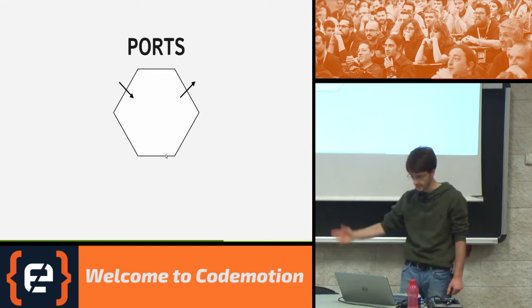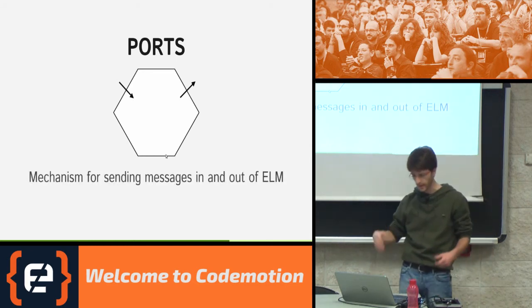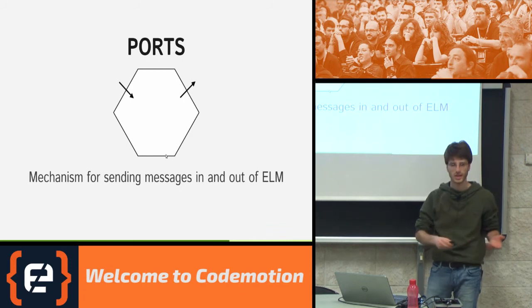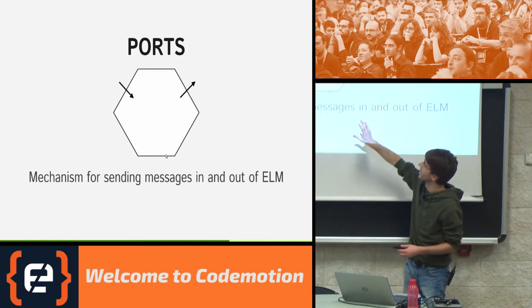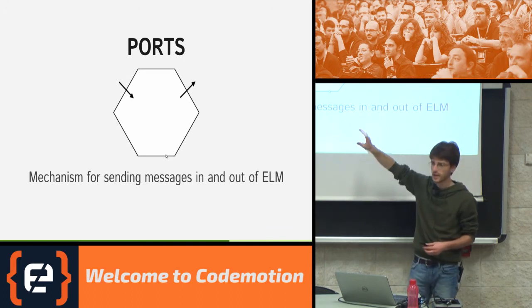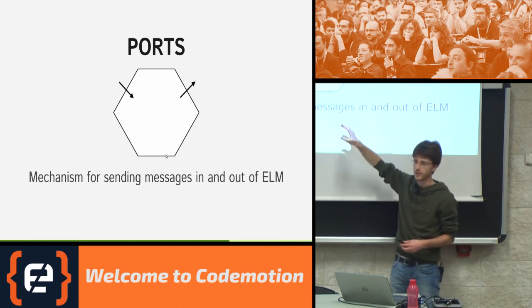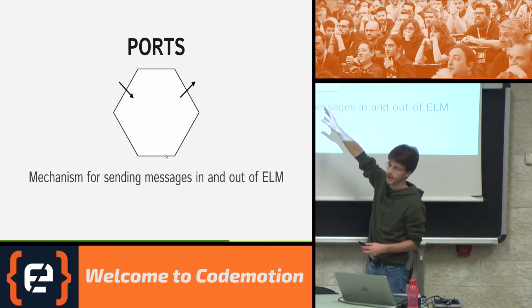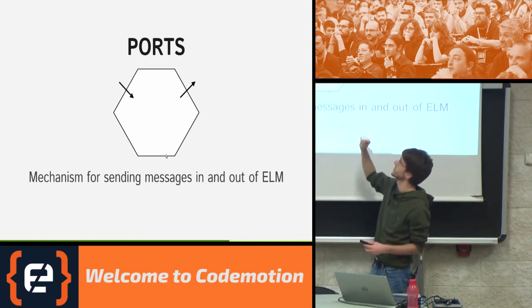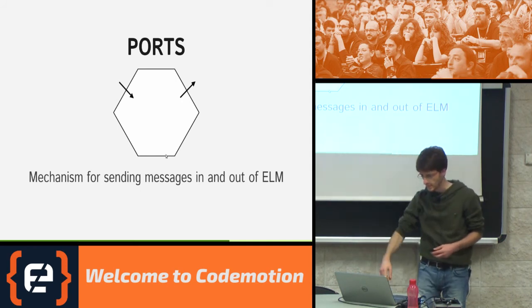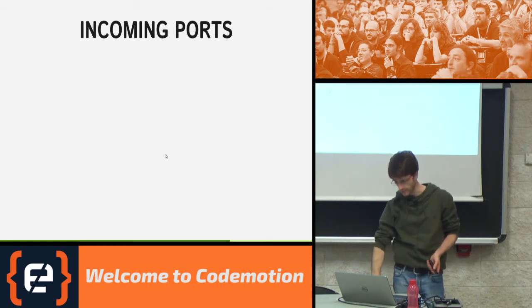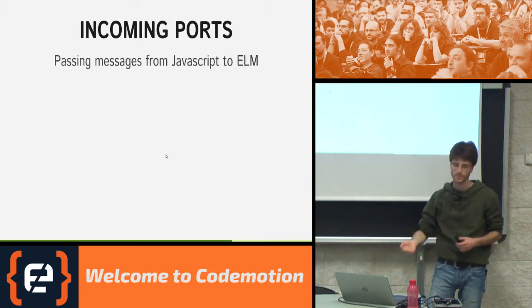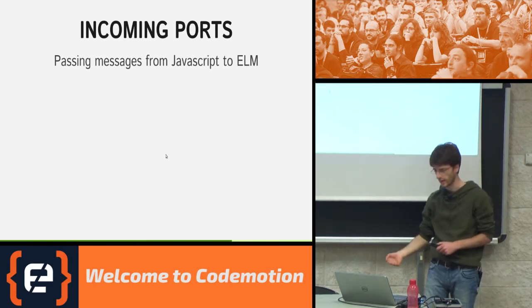There are ports. Ports are nothing else than the mechanism for sending messages inside and outside Elm. So your application could have a really nice boundary. Your application is this hexagon, and you can have just some ports that allow messages to come from the outside to the inside, and from the inside go to the outside. So we have two kinds of ports. There are incoming ports that allow you to pass messages from JavaScript to Elm.